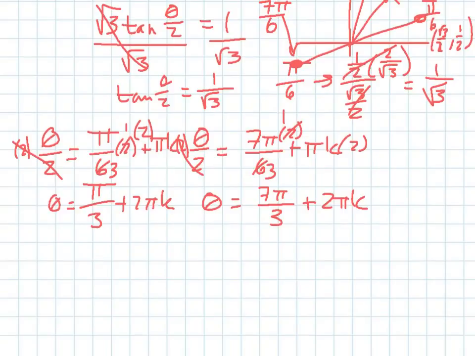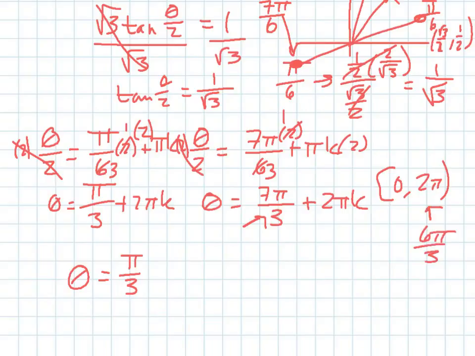Now let's think about our answers in between 0 and 2 pi. Okay, so now pi over 3 is okay, so that's a solution. But if you think about 7 pi over 3, is that in between 0 and 2 pi? No, it's not. It's greater than 2 pi because 2 pi is the same thing as 6 pi over 3 if you made a common denominator. So since that's greater than 6 pi over 3, it can't be a solution. So the only solution you have in between 0 and 2 pi for this entire thing would be pi over 3.